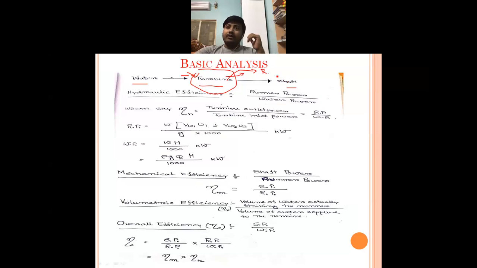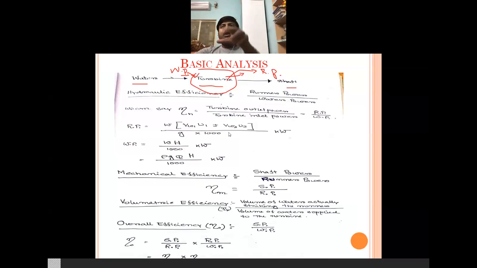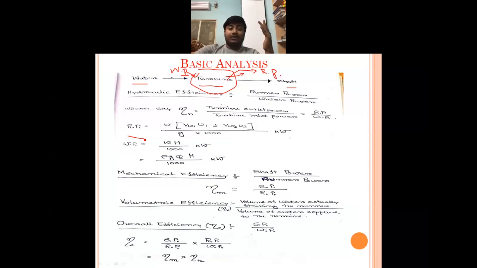So this is the runner power. Then here it is the water power that is available. Okay. So the hydraulic efficiency is the runner power by the water power. Okay. Now what will be the equation of the runner power? So we have done this calculation in the last lecture.